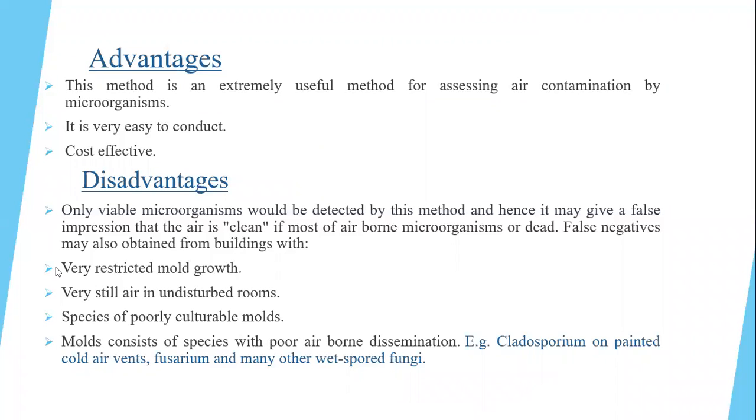Disadvantages: only viable organisms can be detected by this method, hence it may give the false impression that air is clean if most of the airborne microorganisms are dead. False negatives may be obtained from a building with very restricted mold growth and very still air in an undisturbed room. Species of poorly culturable molds, or molds with poor airborne dissemination, are also missed. Examples: Cladosporium, unpainted cold air vents, and Fusarium and many other wet-spored fungi.